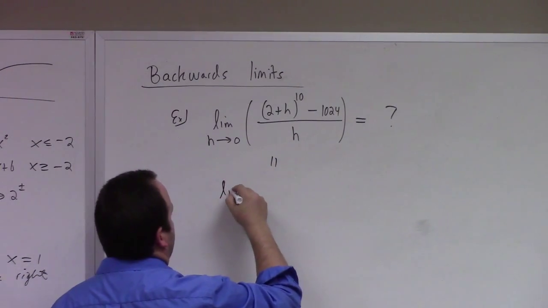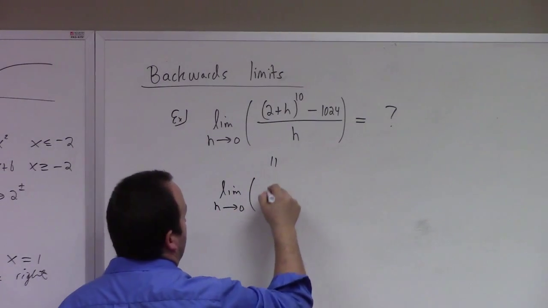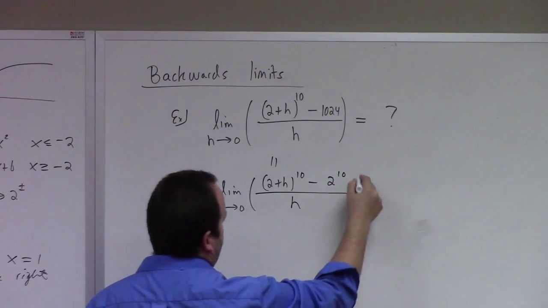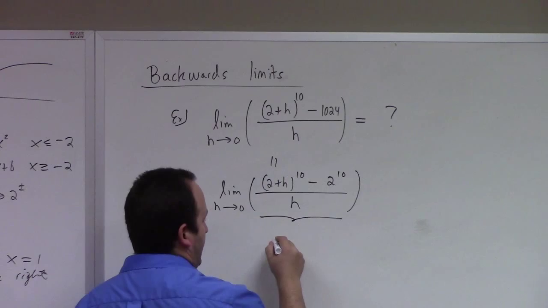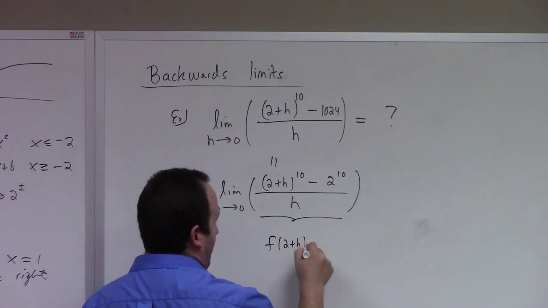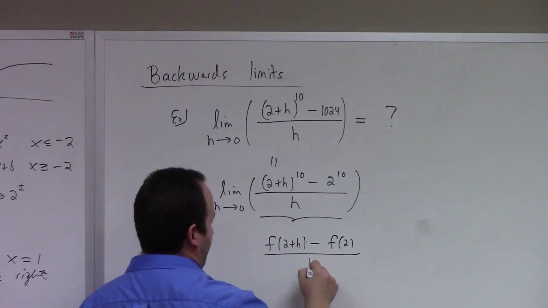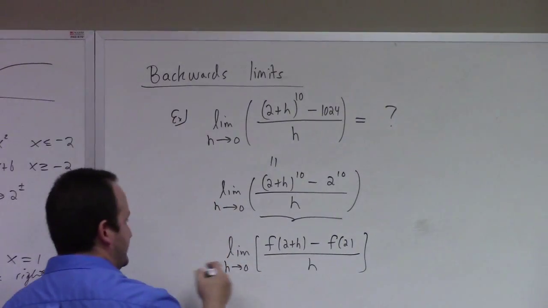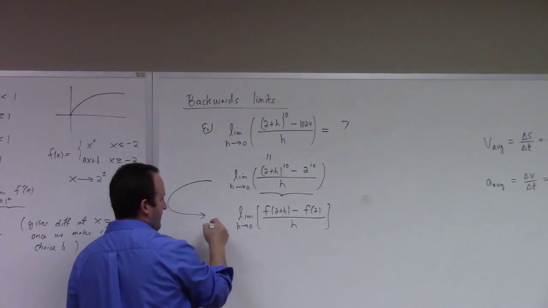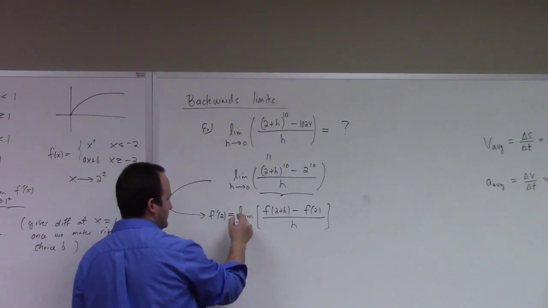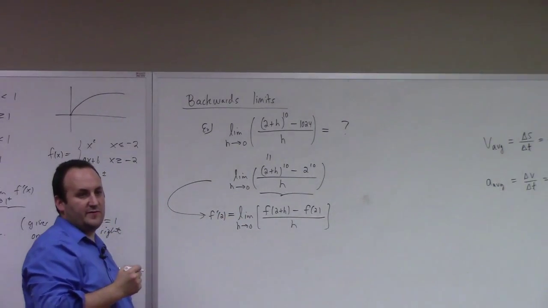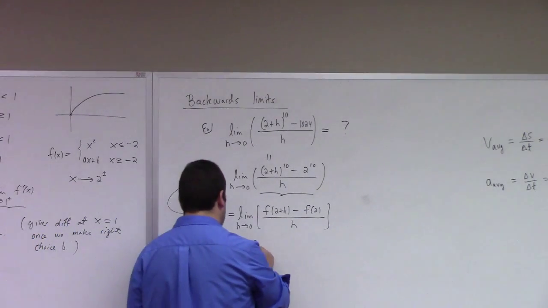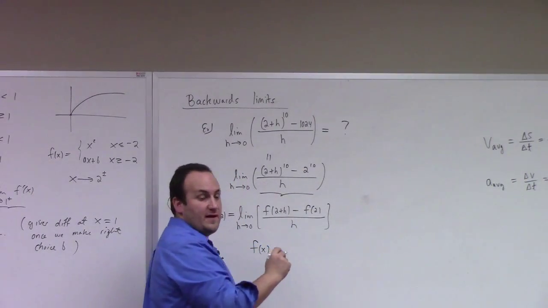First of all, you have to realize this is really the limit as h goes to 0 of (2 plus h) to the 10th minus 2 to the 10th, divided by h, right? So what you really have is f of 2 plus h minus f of 2, divided by h, the limit as h goes to 0. Which is what? That's f prime of 2, right? Where f is what? What is f of x equal to here? x to the 10th, right?